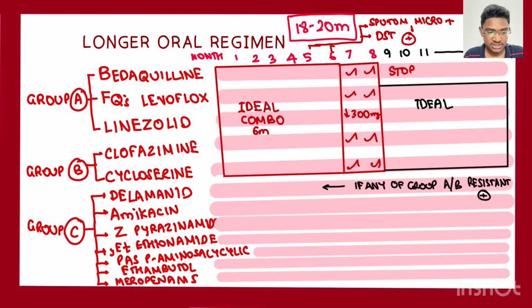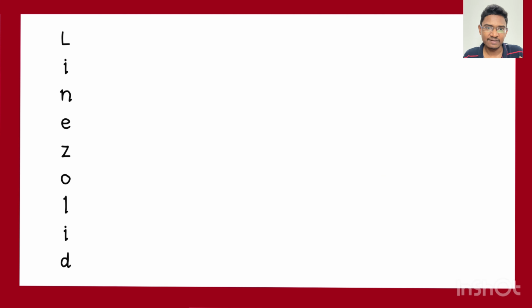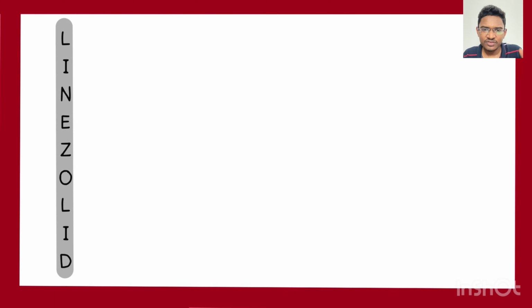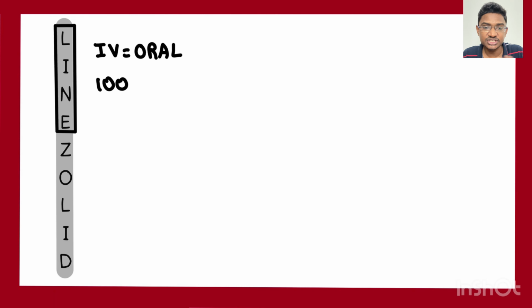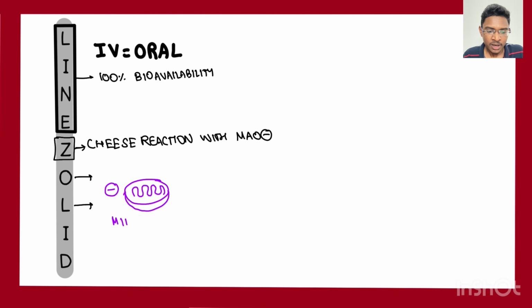Next, just know some features of linezolid. How to remember the features of linezolid? See, line. What is the meaning of line? IV lines. Whatever drug you inject is equal to oral, meaning oral linezolid has 100% bioavailability. This is the best part of linezolid. You can give oral linezolid capsules. Then Z for cheese reaction.